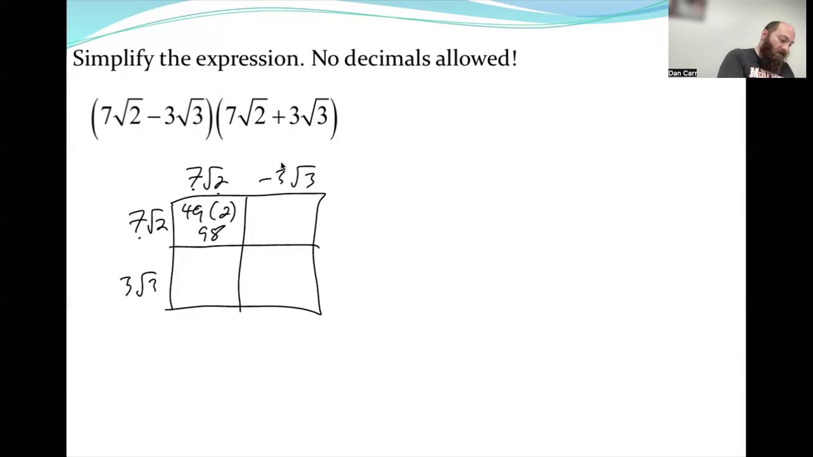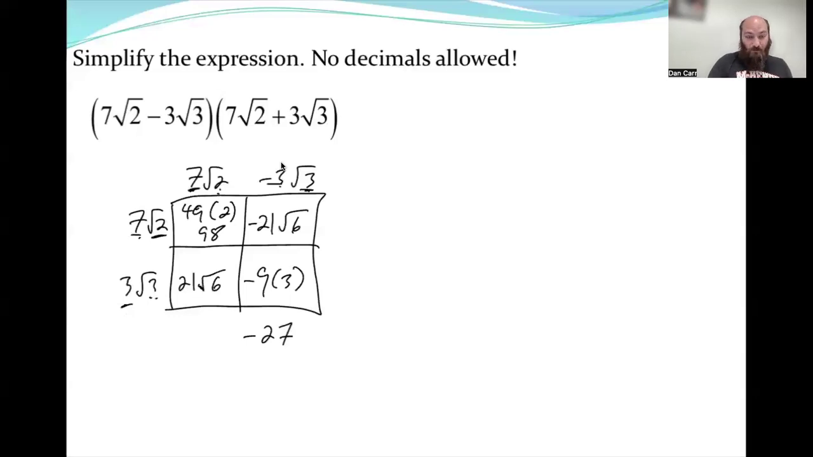Okay. Here I've got 7 times a negative 3 is a negative 21. Root 2 times root 3 is a root 6. Here I've got 7 times 3 is a positive 21. And then same thing, root 2 and root 3 makes a root 6. And then my last one is negative root 3 times 3 is a negative 9. Root 3 times root 3 is 3. So this becomes a negative 27 when I put those together.